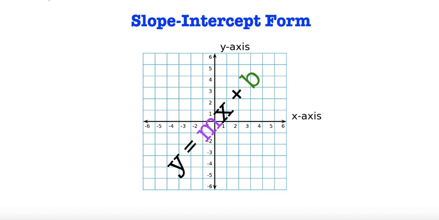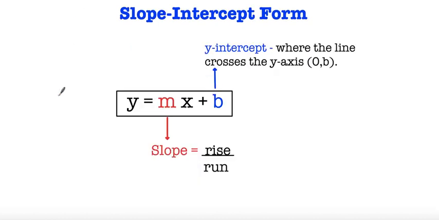So we know that slope-intercept form is written as y equals mx plus b, where m is the slope, which is rise over run, and we also know the slope as our rate of change. And b is our y-intercept, so b represents where the line crosses the y-axis, and we also know it as our initial value.